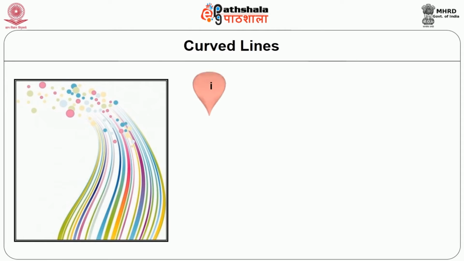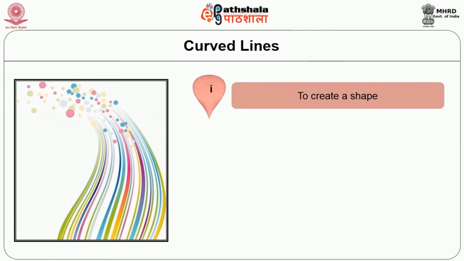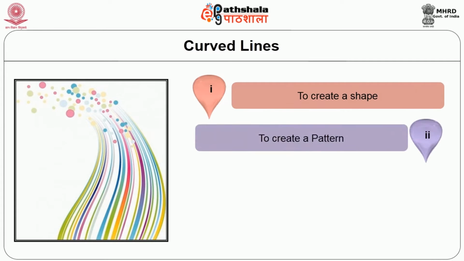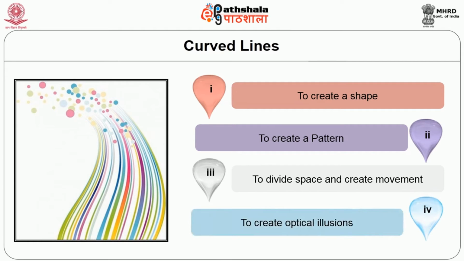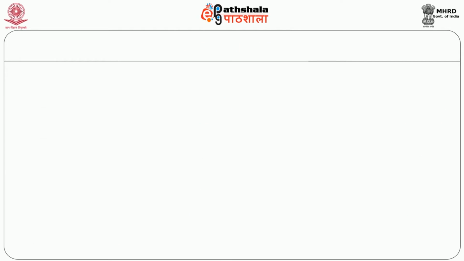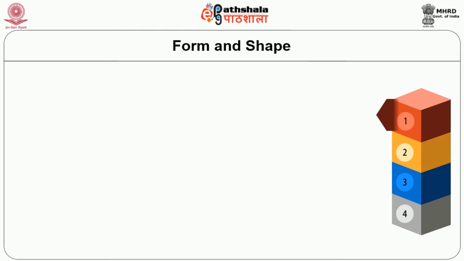And here we go. The line can be used to create a shape. It can be used to create a pattern, to divide a space, to create movement, and finally to create optical illusions. We move on to the next element, that would be the form and the shape.